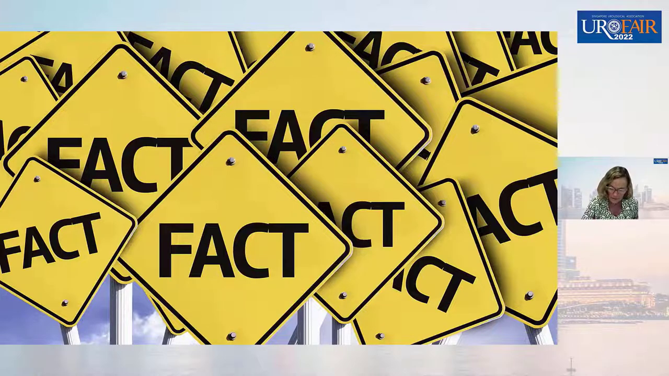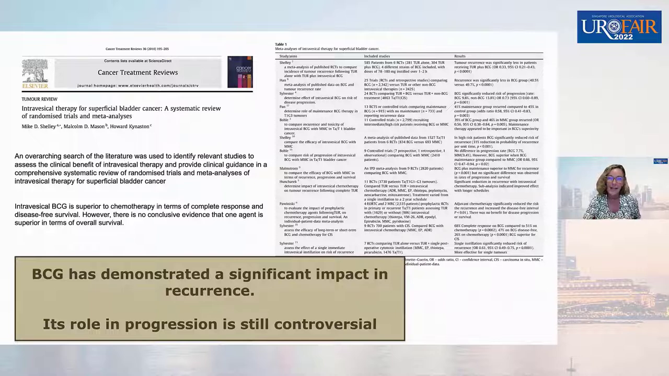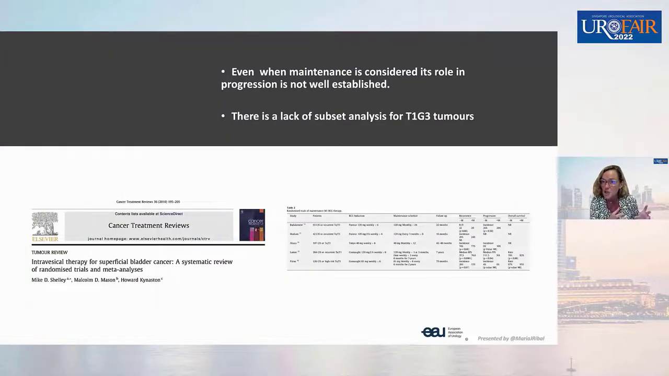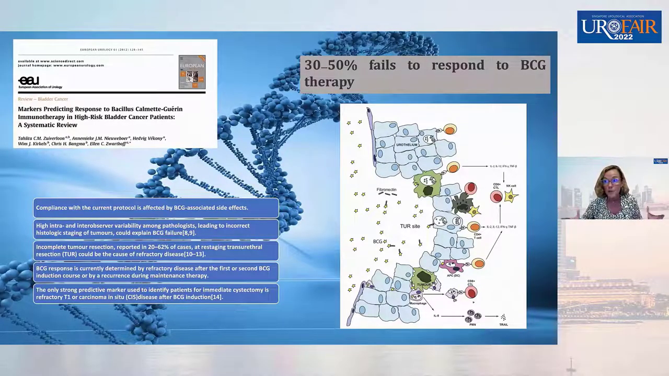Look, BCG is not perfect. And the truth is that its impact on progression, it has been said, reduces progression by only 27%. And we don't even know which patients these are, and a subgroup analysis has not been done of those patients that are, for example, T1 high-grade disease. So we only reduce progression by 27%, and we don't even know which patients are going to respond, because we know that only 50% of them will respond to BCG therapy. So it's not the perfect therapy for avoiding progression in our patients at high risk of doing so.